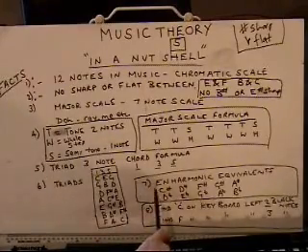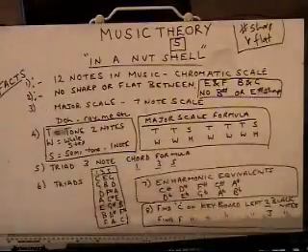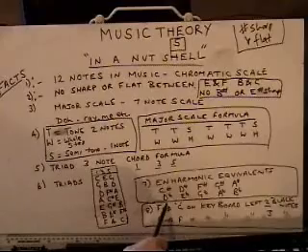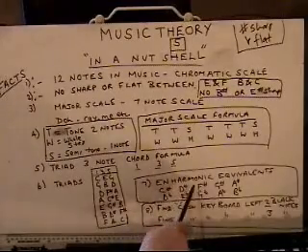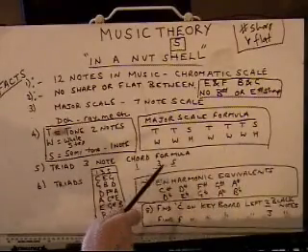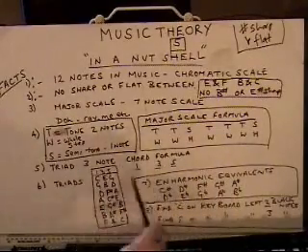Another term we used was harmonic equivalents. Scary name, but basically it means C sharp is D flat, D sharp is E flat, F sharp is G flat, G sharp is A flat, A sharp is B flat, depending which way you go, higher or lower.